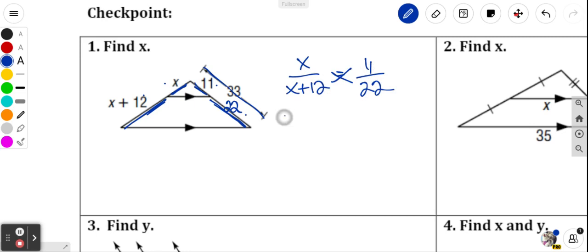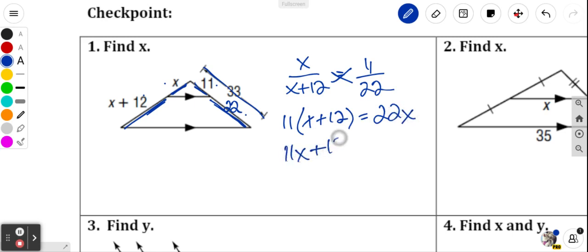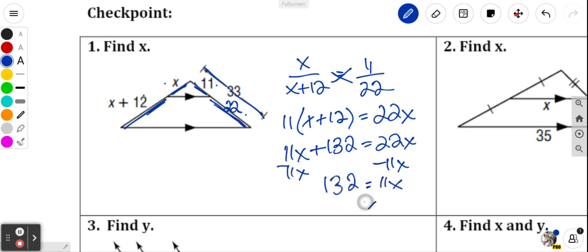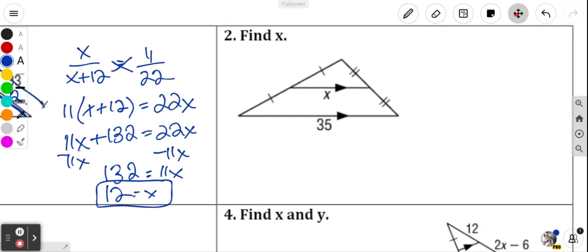And then cross multiply. So it's going to be 11 times x plus 12 equals 22x. So that's going to be 11x plus 132 equals 22x. We're going to subtract 11x. So 132 equals 11x, and x is 12. I feel like this number 132 has come up several times throughout this lesson. Okay, here's the next one.